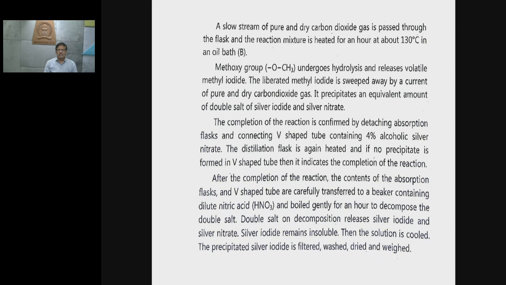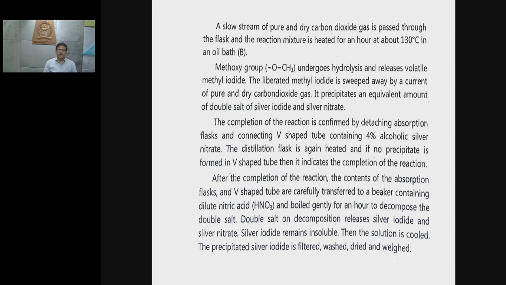The completion of reaction is confirmed by detaching absorption flasks and connecting a V-shaped tube containing 4% alcoholic silver nitrate. The distillation flask is again heated, and if no precipitate is formed in the V-shaped tube, then it indicates the completion of the reaction.